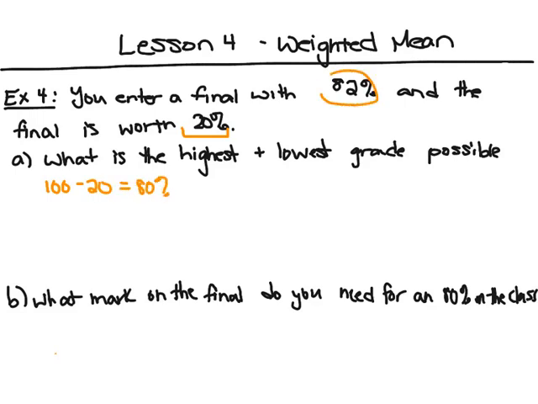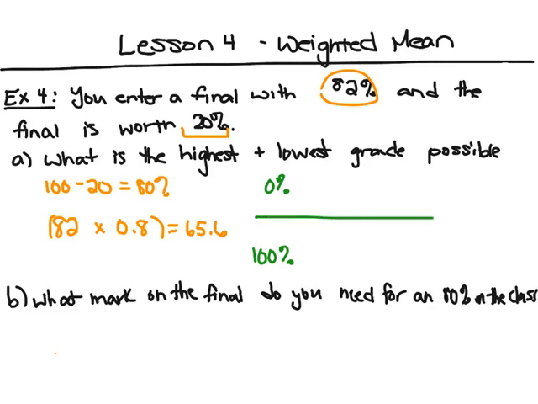So this 82 you have is worth 0.8 of your grade. So that means you have a 65.6 for 0.8 of your grade. Now, the lowest possible mark you can get is a 0 on your final, and the highest possible mark you could get is 100 on your final. So if you got a 0, you would take your 65.6% and add 0 times 20%, which is 0. So the lowest mark you can get is 65.6% in the class.